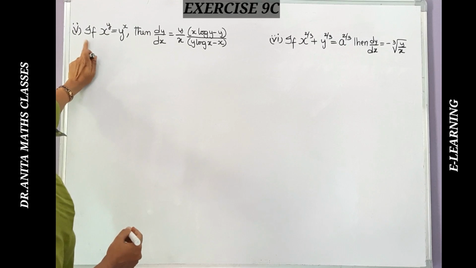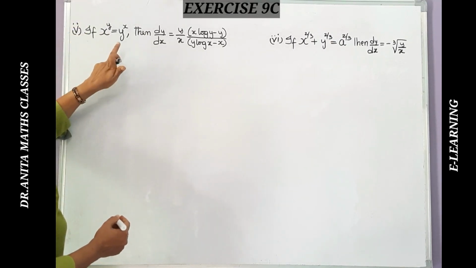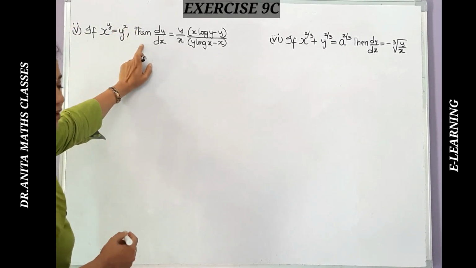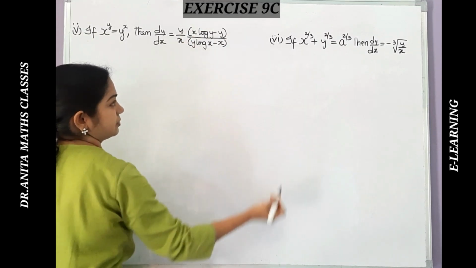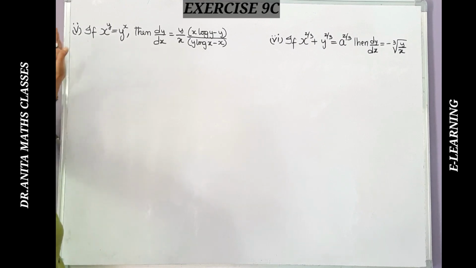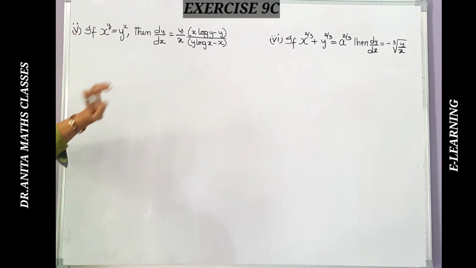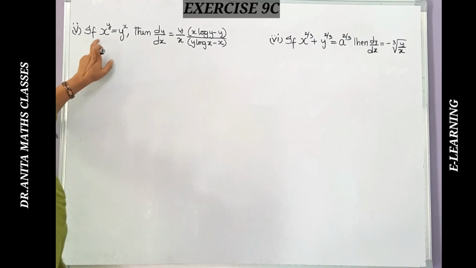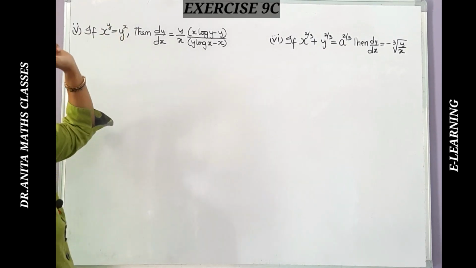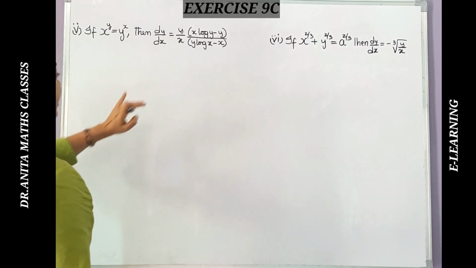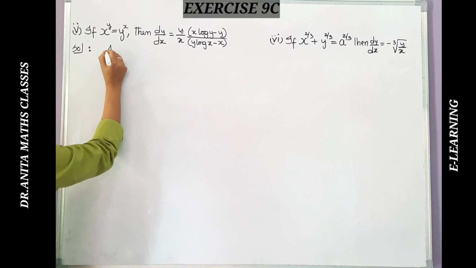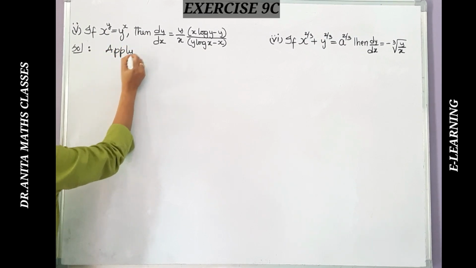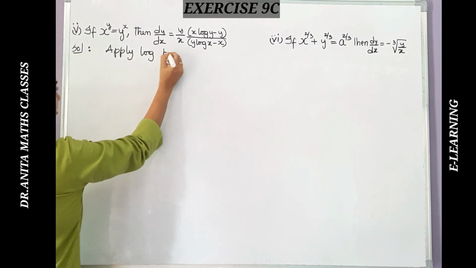Fifth bit: if x raised to the power of y is equal to y raised to the power of x, then we have to find dy by dx of this function. The sixth one also I have noted down. With this, in the fifth bit, all the 6 problems will be covered. Here these are again exponentials, so we need to apply the log. Let us apply log on both sides.